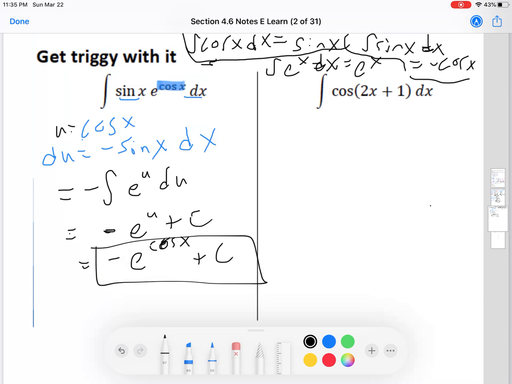All right, the next one, I'm going to be intentional about getting my u again. Look inside of a parentheses is where my u could go. And I'm going to say that u, in this case, is equal to 2x plus 1. And then my du is equal to 2 dx. And if I want to get dx by itself, I could say that dx is equal to 1/2 du.